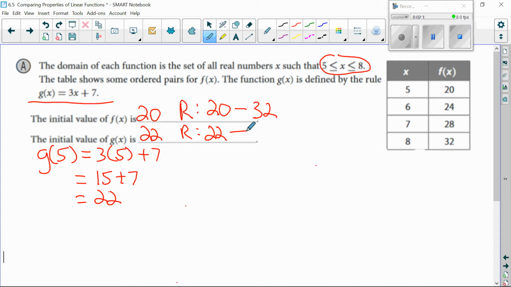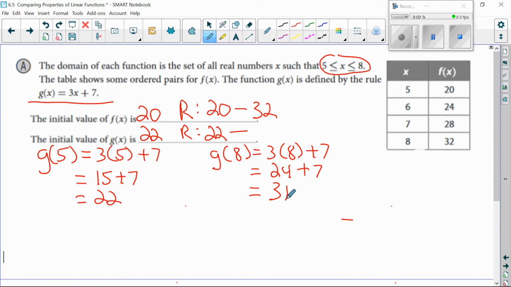Well, to figure that out, we have to plug in 8. So I'm going to set it up again and plug in 8. 3 times 8 is 24. And then 24 plus 7 is 31. So the range from 5 all the way to 8 for my domain is going to be 22 to 31. And you could write that like this, but you can also write it as an inequality.